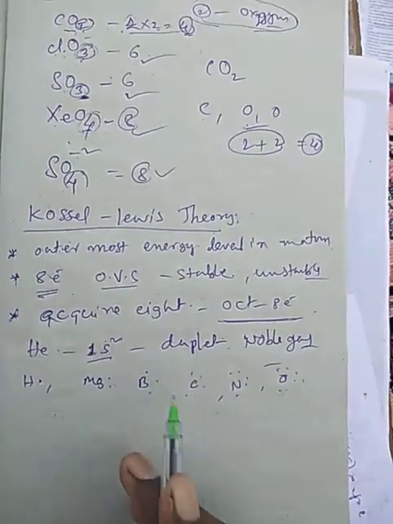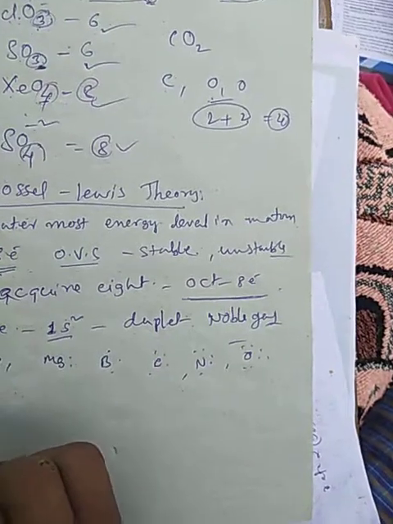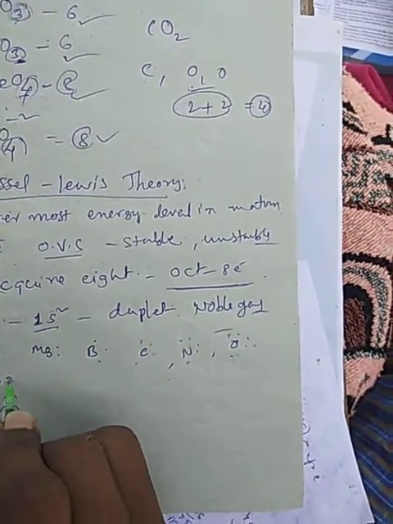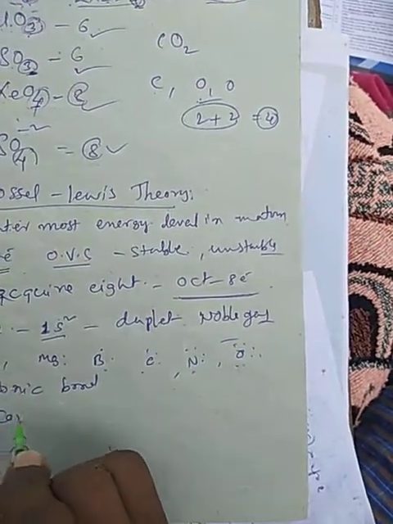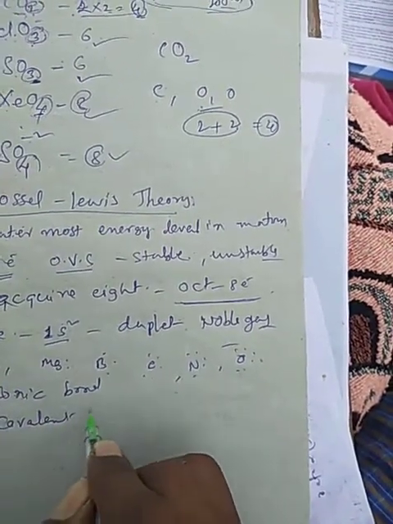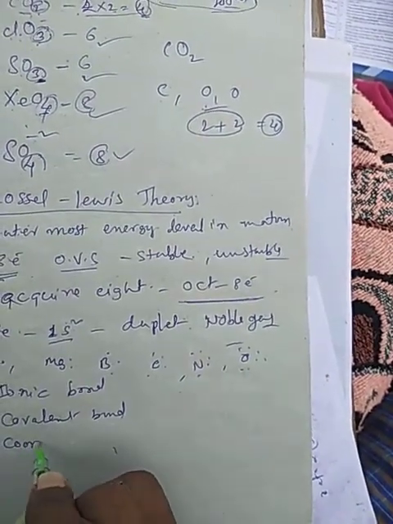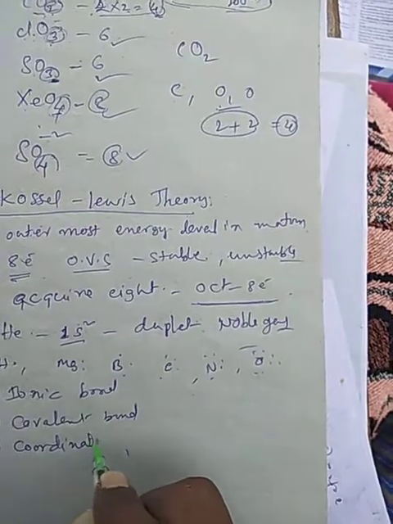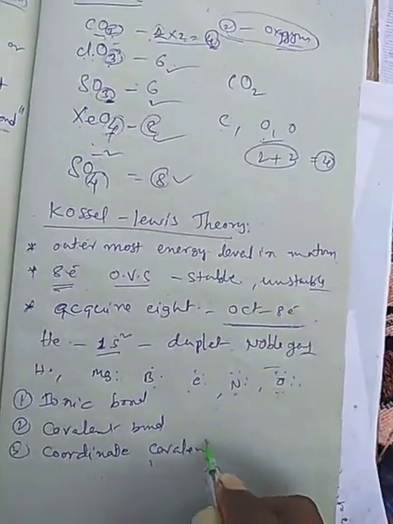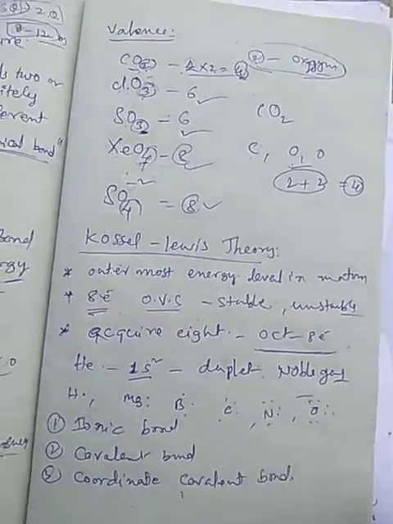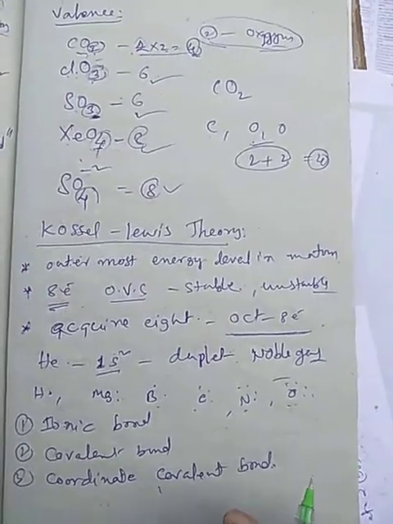Based on this, the stability of atoms was explained by three types of bond. The first one is ionic bond, the second one is covalent bond, and the third one is coordinate covalent bond.